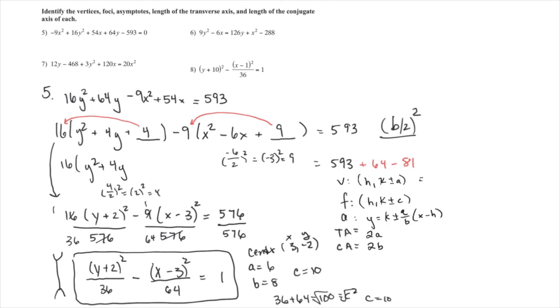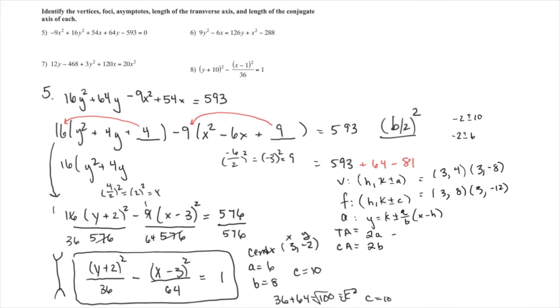My vertices, I'm going to take my center. It's going to be h, which is 3. And a in this case was 6, right? So we have k, which is negative 2, plus or minus a, which is 6, right? So negative 2 plus 6 is 4. And then 3, negative 2 minus 6 is going to be negative 8. To do the same thing with my foci. This time I'm going to be adding negative 2 plus or minus c, which is 10. So I'm going to have 8 and 3, negative 12.